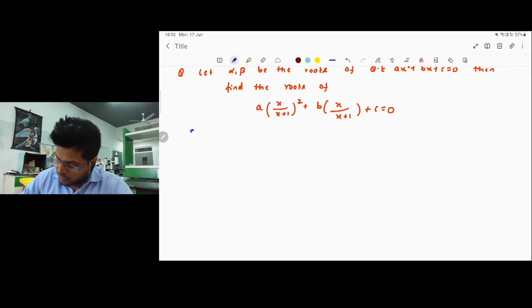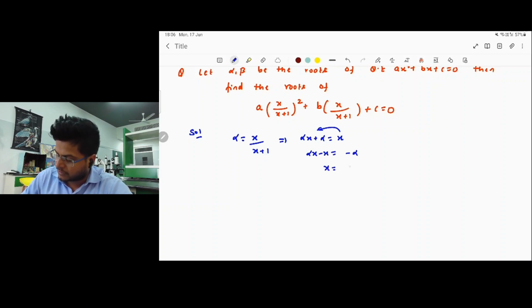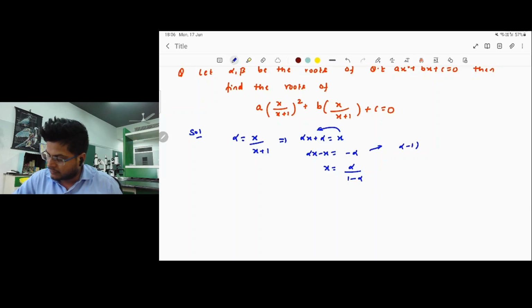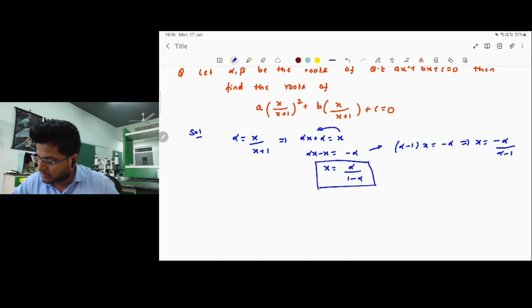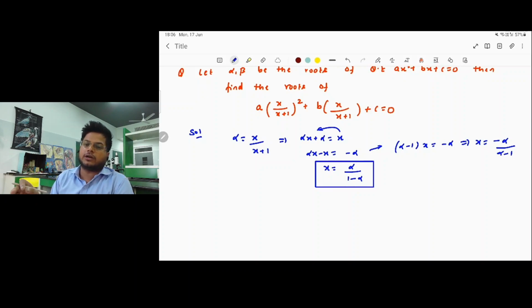Okay. So what is the solution? Solution is simple. Alpha equals x by x plus 1. And then from this we can write alpha x plus alpha equals x. This guy this side. So we got alpha x minus x equals negative of alpha. So x equals alpha by 1 minus alpha. And then I can do one more thing. This you can write as alpha minus 1 times x equals negative of alpha, and from here you got x equals minus alpha by alpha minus 1. So you can change the polarity, and we got this is the required answer. So roots of this quadratic is going to be what? Alpha by 1 minus alpha comma beta by 1 minus beta.